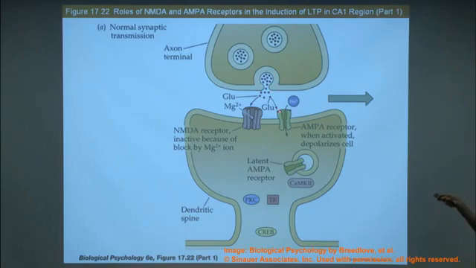So in normal synaptic transmission, glutamate is activating the AMPA receptor, and the NMDA receptor is still here on the postsynaptic side, but under normal conditions, NMDA is not active. Why? Because it has a blockade within this receptor of magnesium. Okay? So magnesium usually keeps it blocked during normal synaptic transmission, and you get AMPA activation, sodium coming in.